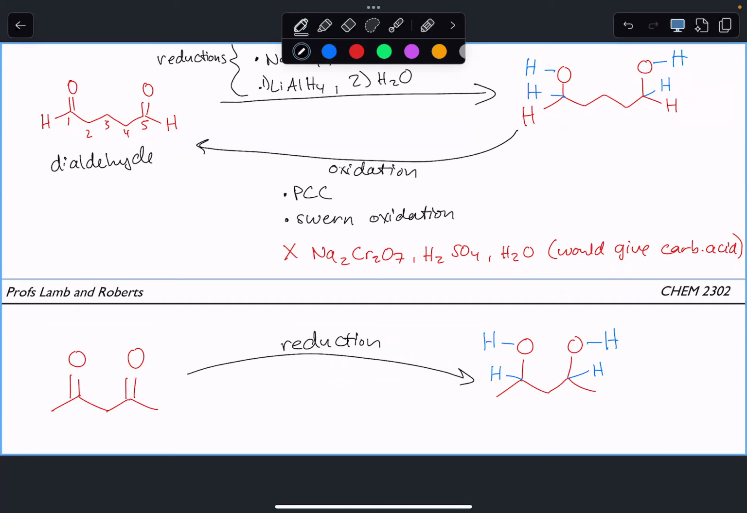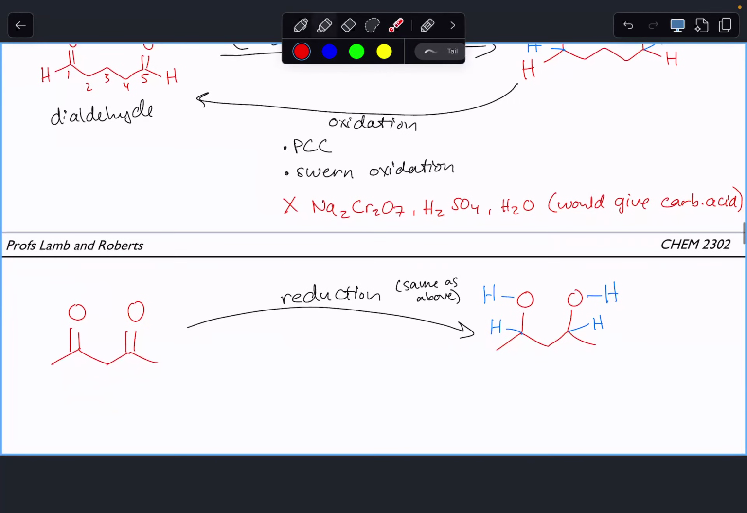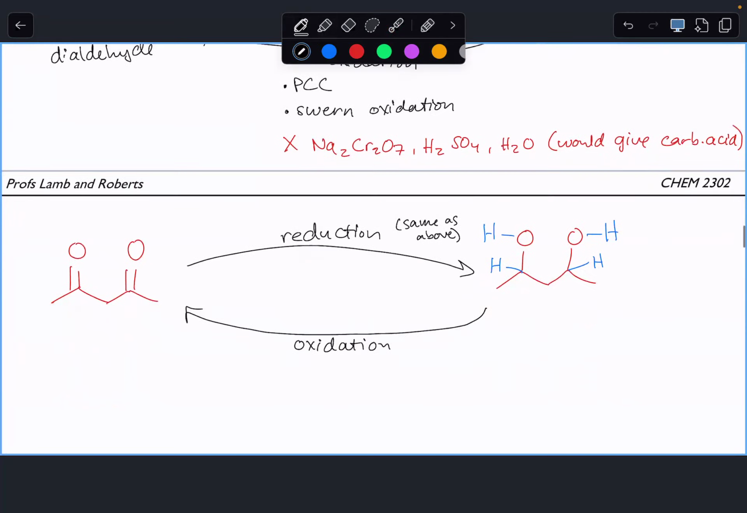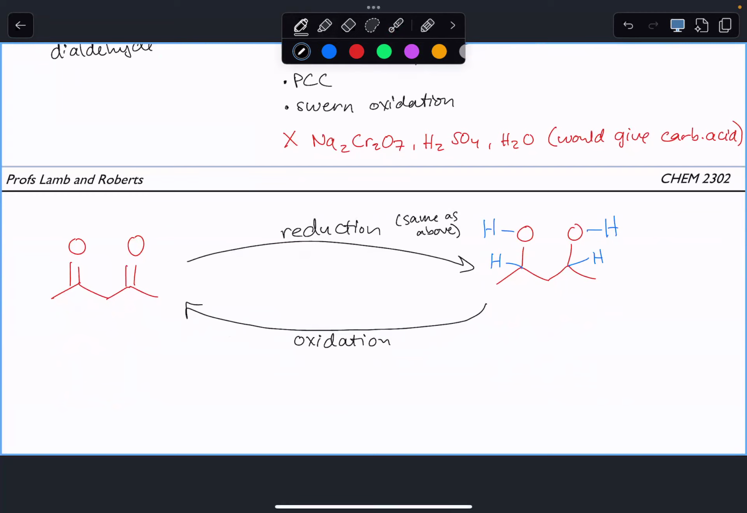And the conditions are exactly the same that I showed on the last slide. Because in the reduction direction, aldehydes and ketones react the same. So we're forming these extra CH bonds, or bonds to hydrogen, which means you're reducing it down. When we go in the oxidizing direction, we can use the same PCC or Swern oxidation.